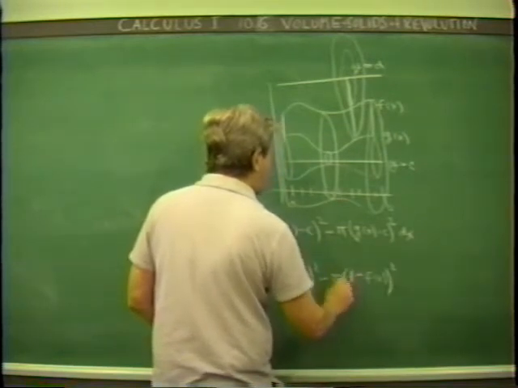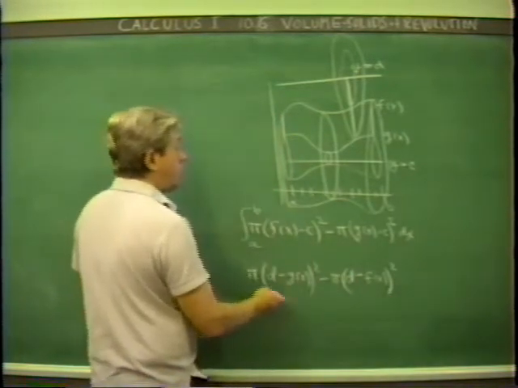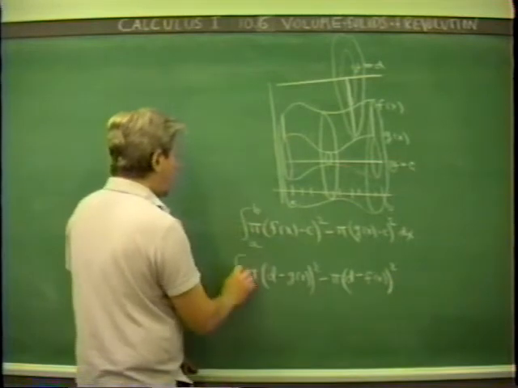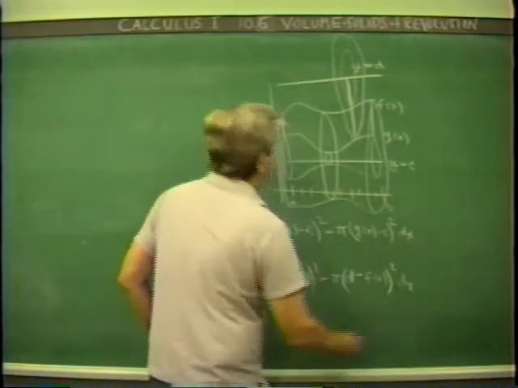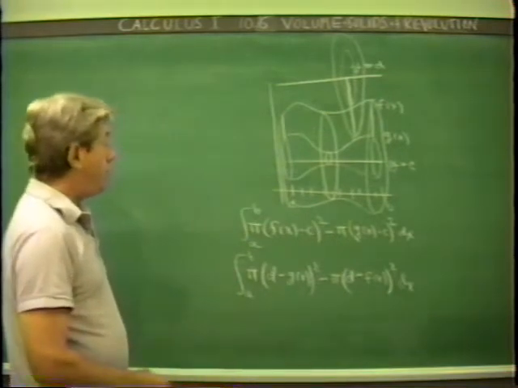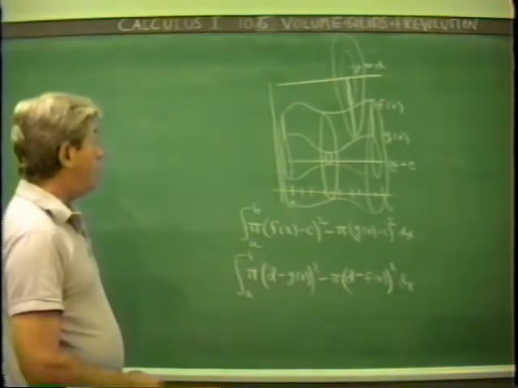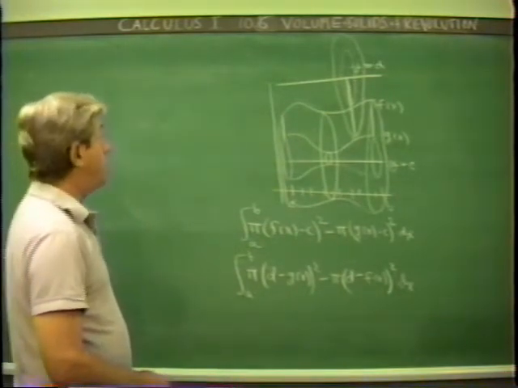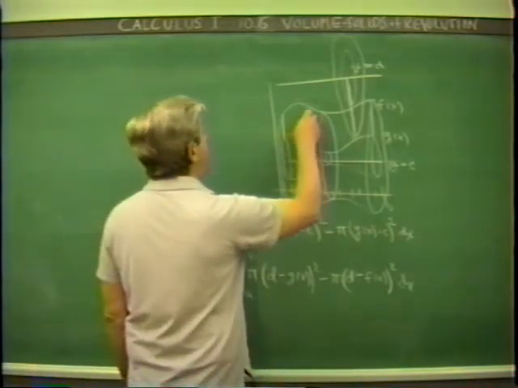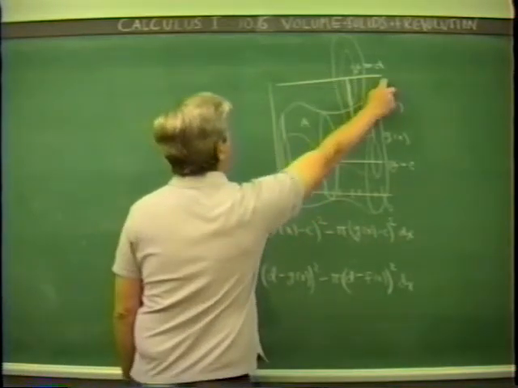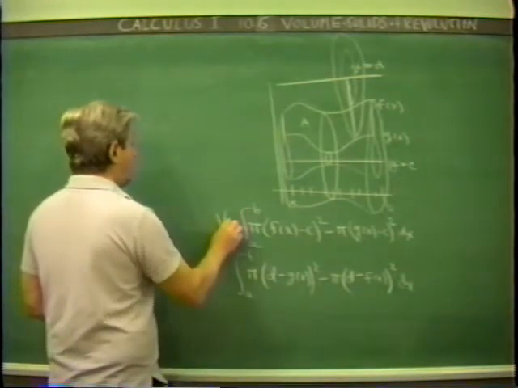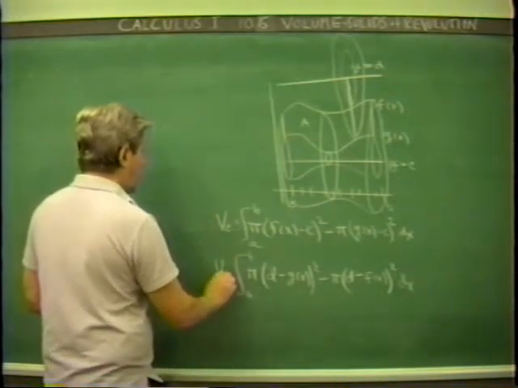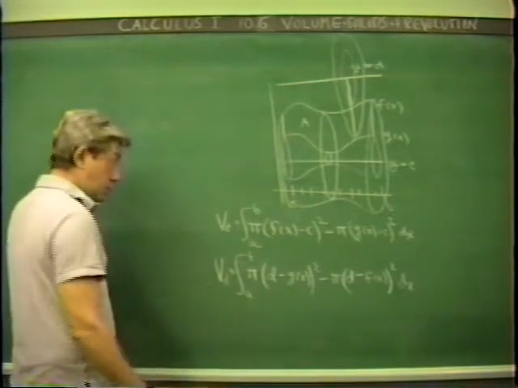Take the inside radius and square it and multiply by pi. This is the area of the outside circle. That's the area of the inside circle. And if we integrate this from a to b with respect to x, then this integral will give you the volume of the resulting solid that's obtained by revolving this area A here about the line y equals d. So this is the volume about C, and this is the volume about D.